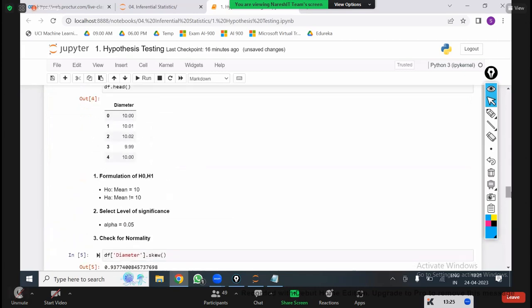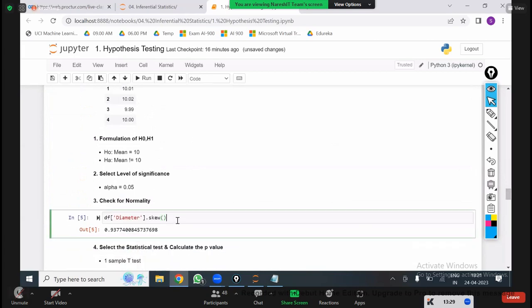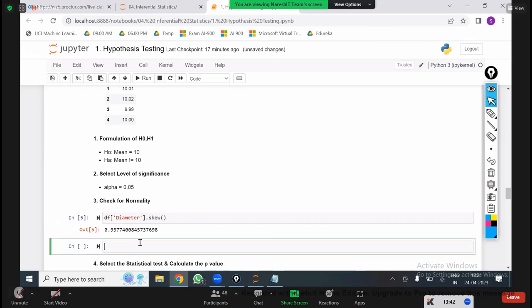Is that clear? Whatever data set you select, every time the null hypothesis says that the data is normal, and the alternate hypothesis says that the data is not normal. Right? That is one more method, the Shapiro test. With this, we are going to conclude whether the data is normal or not. Like this, in different ways, we are going to conclude.